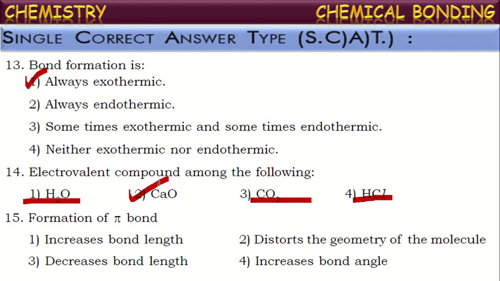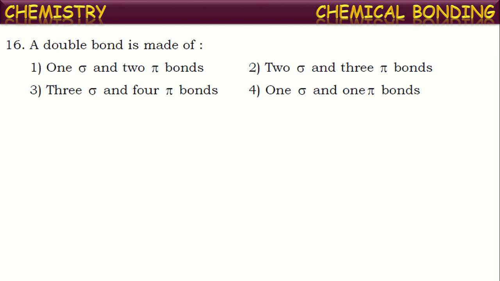Formation of pi bond. What happens by the formation of pi bond? Actually, this pi bond will be formed only after the formation of sigma bond. So it is an additional bond between the two atoms. As the number of bonds between the atoms increases, bond length decreases. So formation of pi bond decreases the bond length as it is an additional bond between already bonded atoms. Okay, next.